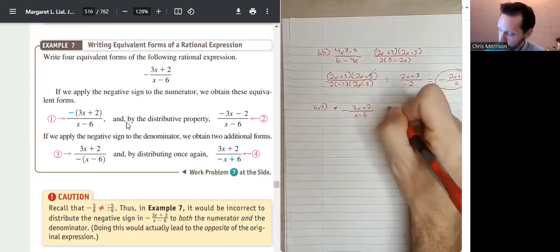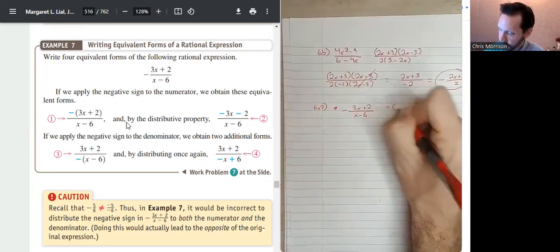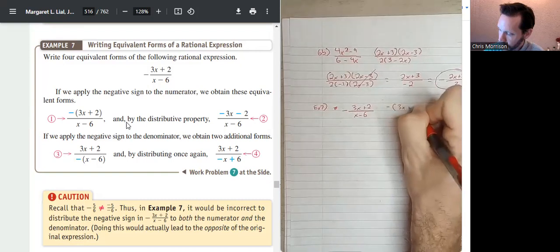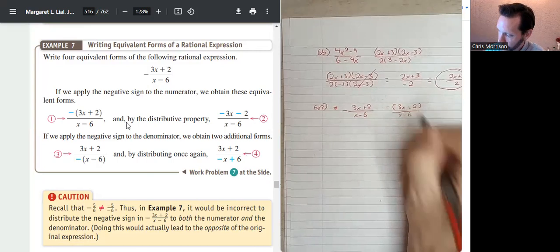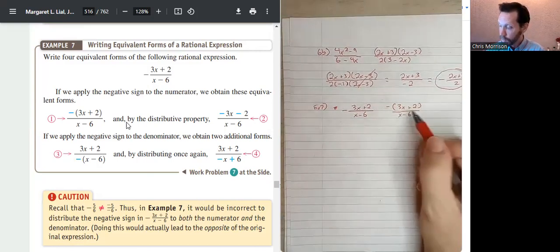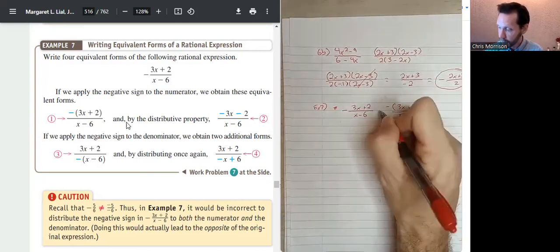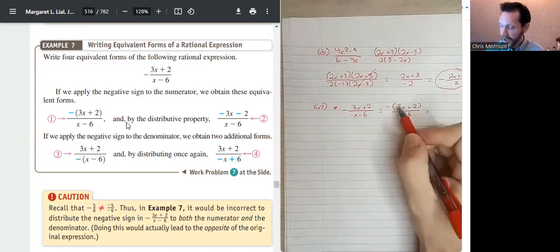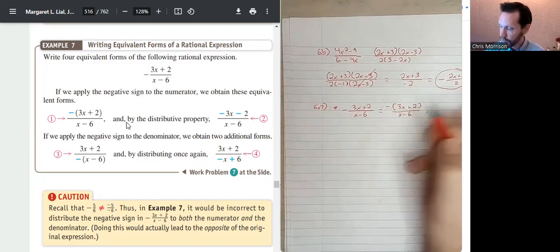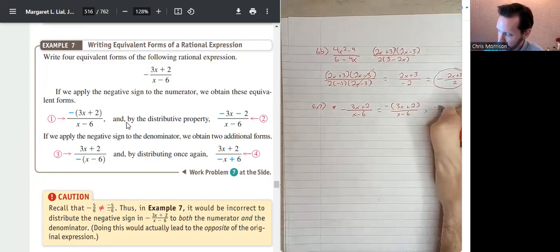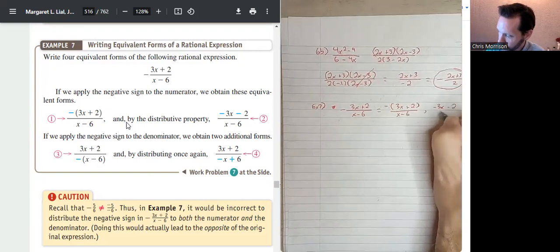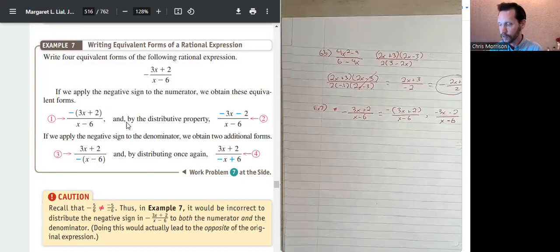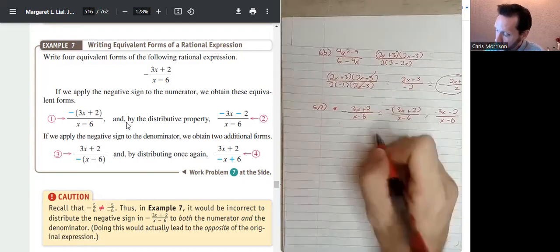If I apply it to the numerator, here's one way. I can do negative, 3x plus 2, over x minus 6. That's one way I can write it; these two mean the same thing. Also, I can distribute this negative. So negative times 3x is negative 3x. Negative times positive 2 is negative 2, over x minus 6. That also means the same thing.